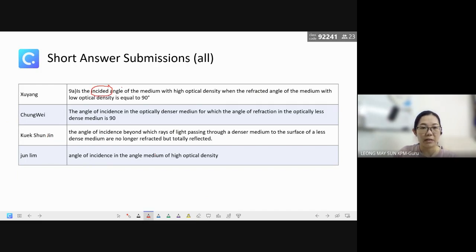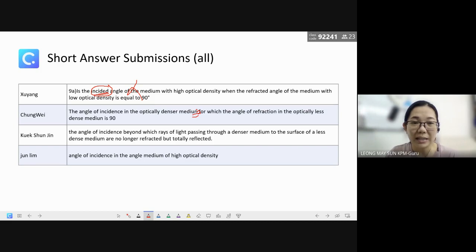Shuang, wrong spelling. Jawapan salah. Angle of incidence of the optically denser medium. This one I still can accept. Now, why this spelling mistake I cannot accept? This spelling mistake I can accept because physical terms, physical quantity and specific physical terms must be correct. So incidence angle is the main keyword over here. Medium is not a priority keyword.